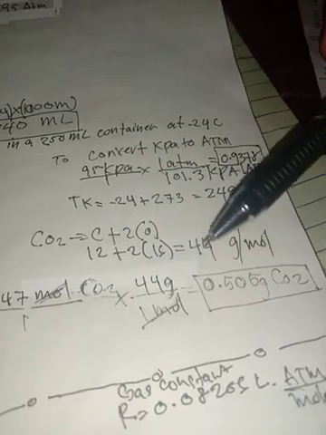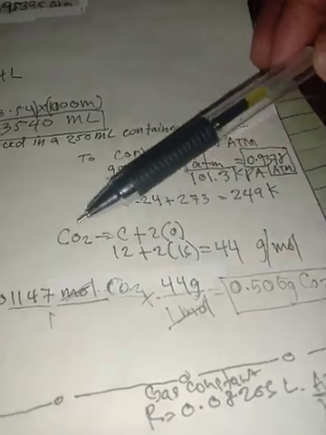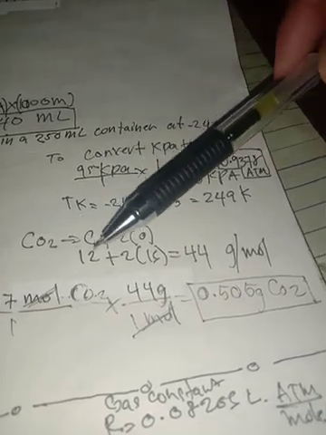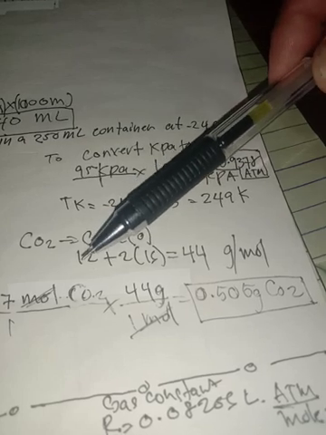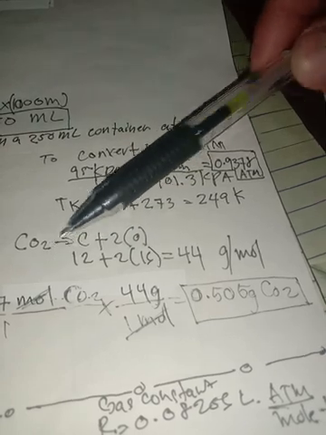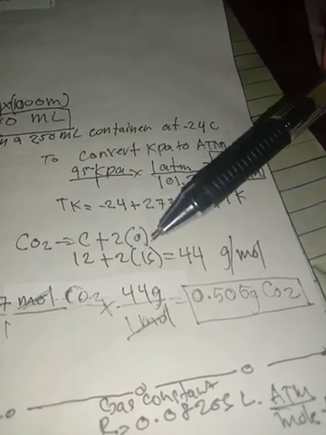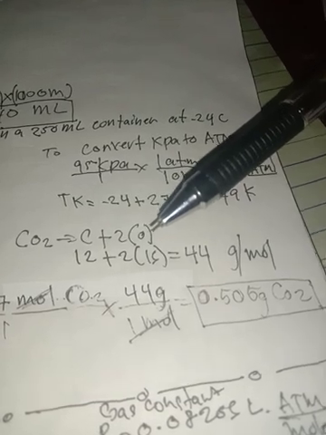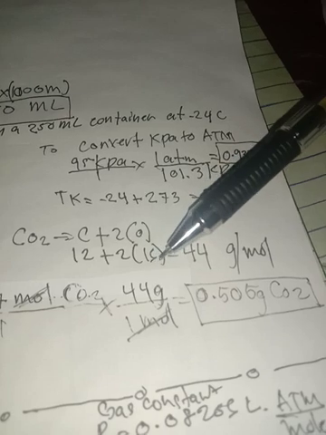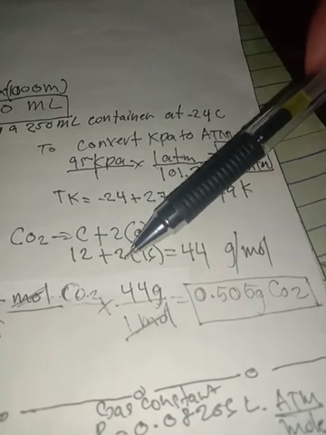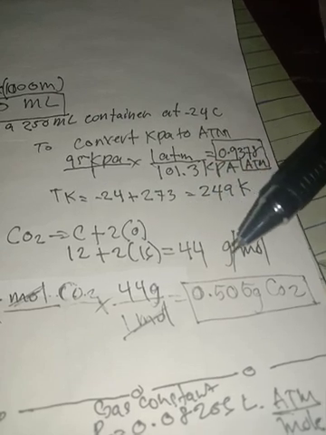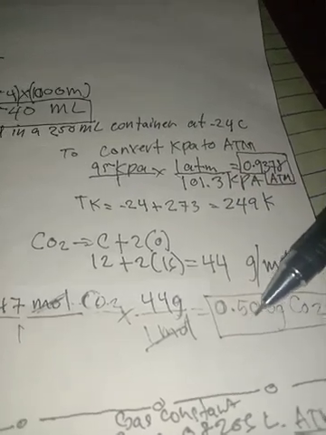So how do we get this 44 grams? The carbon dioxide is C plus O2. The value of C, the carbon, is 12, plus 2, because the subscript is 2, and the oxygen here is 16. So 12 plus 2 times 16 equals 44 grams per mole. So this is the final answer of this problem number 3.